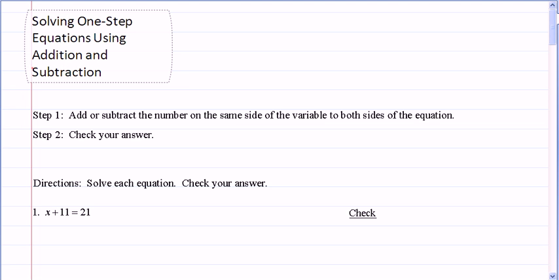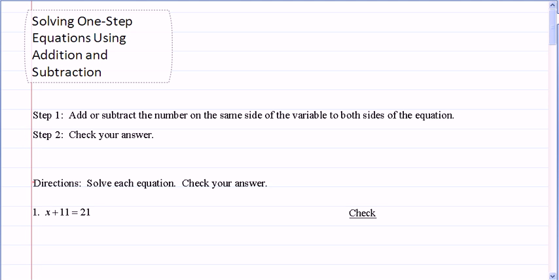In this lesson, you will learn how to solve one-step equations using addition and subtraction. The first step is to add or subtract the number on the same side of the variable to both sides of the equation. Step 2 is to check your answer. So we will follow these two steps for the examples below.